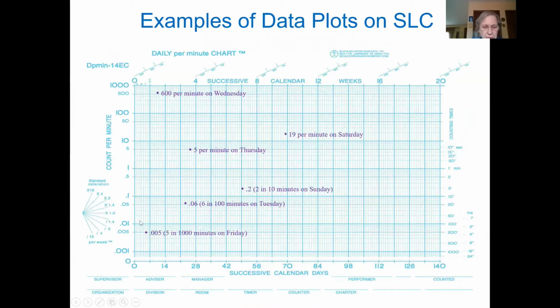So here's a few plots to give you an idea of how the intersection of the frequency lines and the day lines functions. So here's 0.005, which is 5 in 1,000 minutes on a Friday. Here's 0.2, which is 2 in 10 minutes on Sunday. Here's 19 per minute on a Saturday, and here's 600 per minute on a Wednesday. So that gives you a view of how the frequency lines and day lines intersect when you're plotting data.